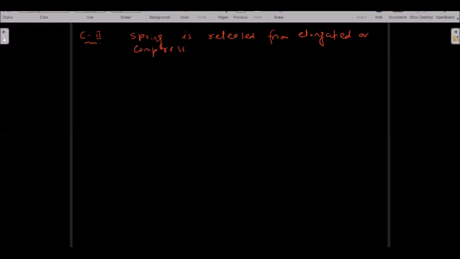So now let us come to case 2. Case 2 is: the spring is released from the elongated or compressed position. So first initially we have a compressed or elongated spring, then we are going to release the spring from the elongated or compressed position. Let us check.